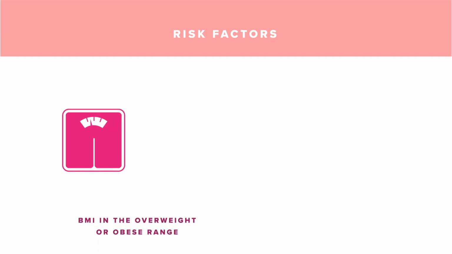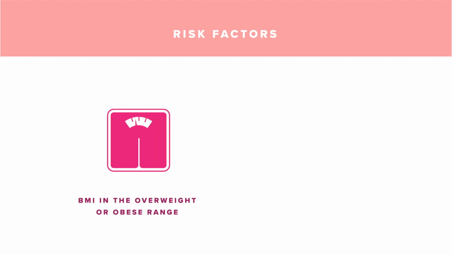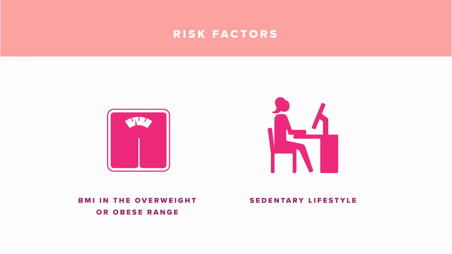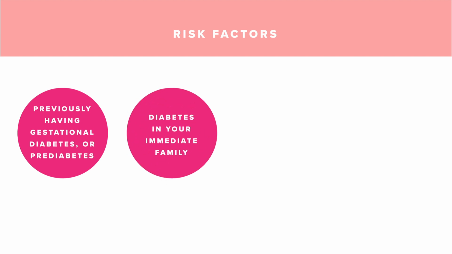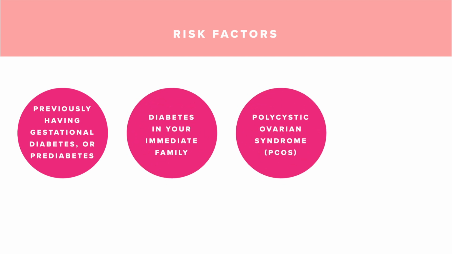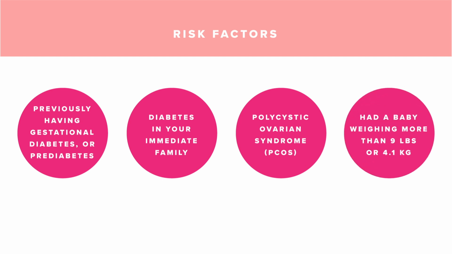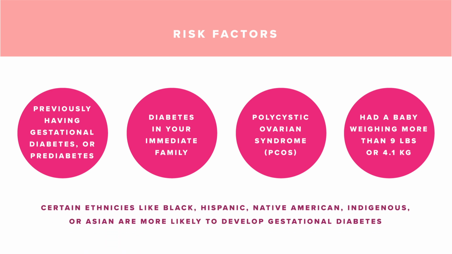These include a BMI in the overweight or obese range, a sedentary lifestyle, previously having gestational diabetes, having prediabetes when you weren't pregnant, or diabetes in your immediate family, having polycystic ovarian syndrome, or previously delivering a baby weighing more than 9 pounds or 4.1 kilograms. Also, people who are Black, Hispanic, Native American, or Indigenous, or of Asian descent are typically more likely to develop gestational diabetes.